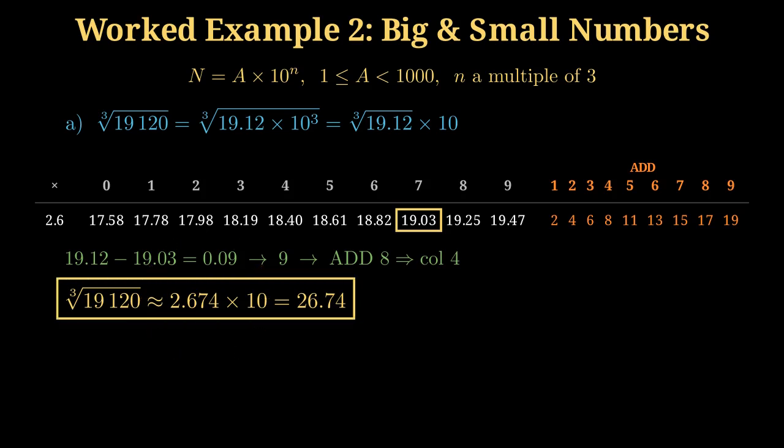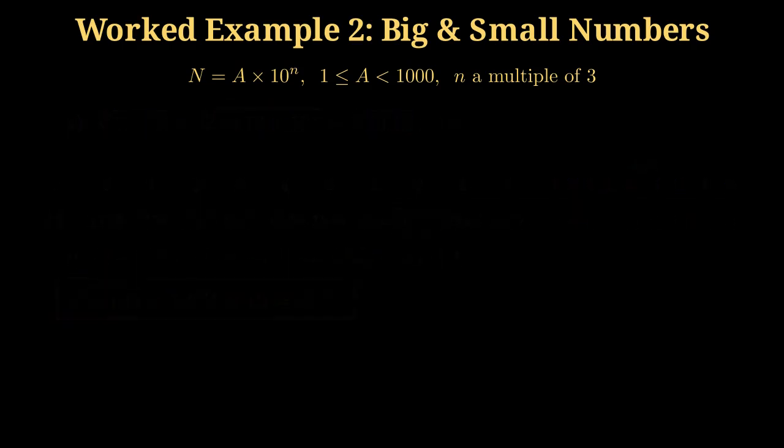Sense check. 26.74 cubed lands within a whisker of 19,120.